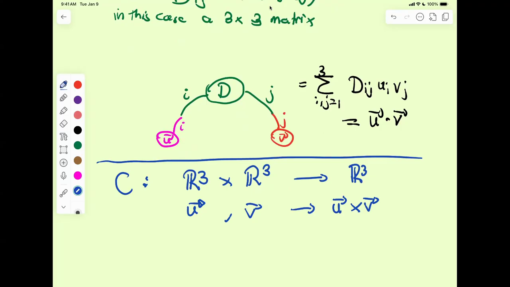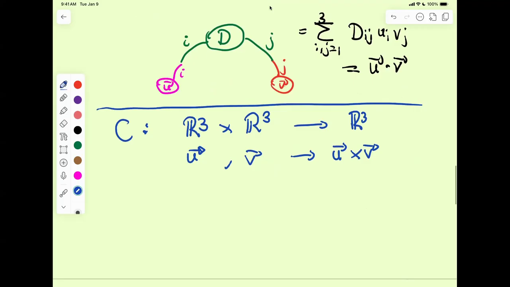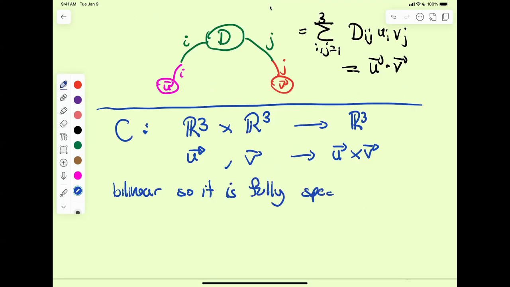But the cross product is still distributive, if you remember the properties of the cross product. You can still distribute with the cross product, which translates into saying that you only need to know what the cross product does between i, j, and k: i cross j, i cross k, and so on, j cross j, all these possibilities. Because the cross product is bilinear, it is fully specified by what it does on the basis, by C of e_j, e_k.